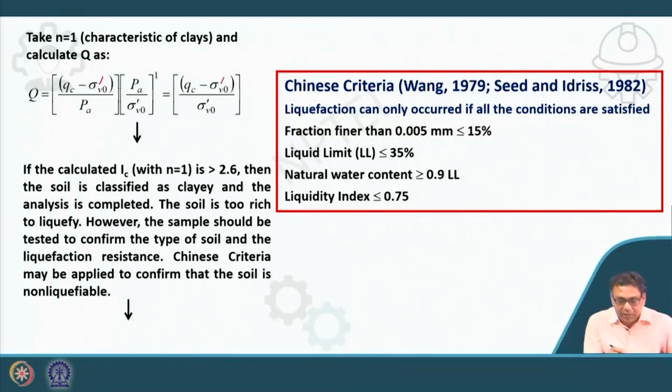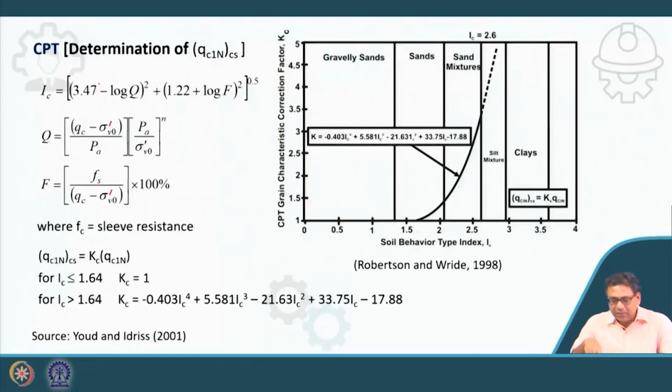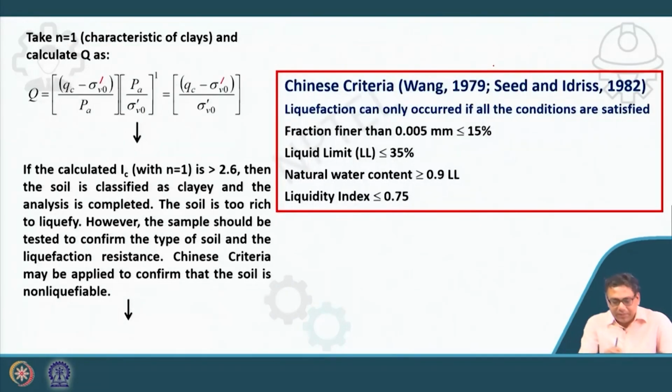So first you get the Q value. If the calculated IC is greater than 2.6, then our assumption is correct, because we assume n equal to 1. You can see if IC is greater than 2.6, it can be clay, or a silt mixture, or clay. So that means if it is greater than 2.6, then the soil is classified as clay soil and the analysis is completed. And the soil is too rich to liquefy.